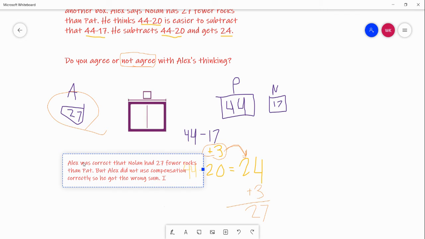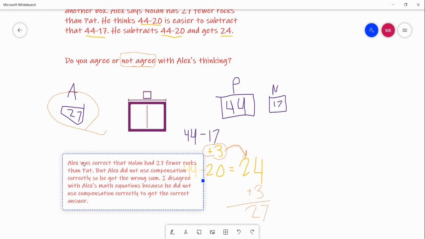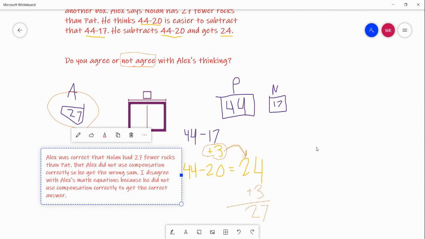I'm just writing on my computer: I disagree with Alex's math equations because he did not use compensation correctly to get the correct answer. So that is my argument against Alex's thinking.